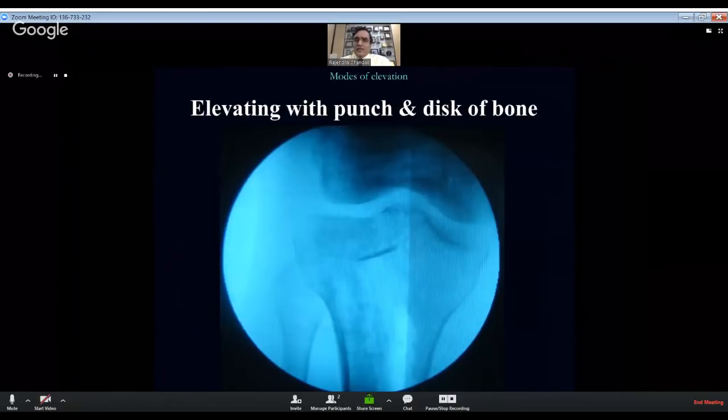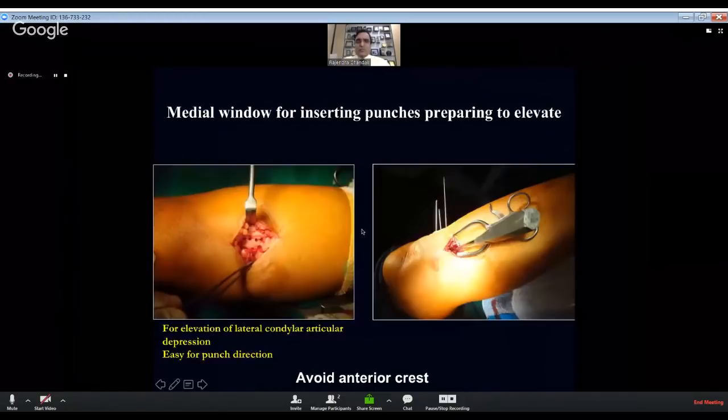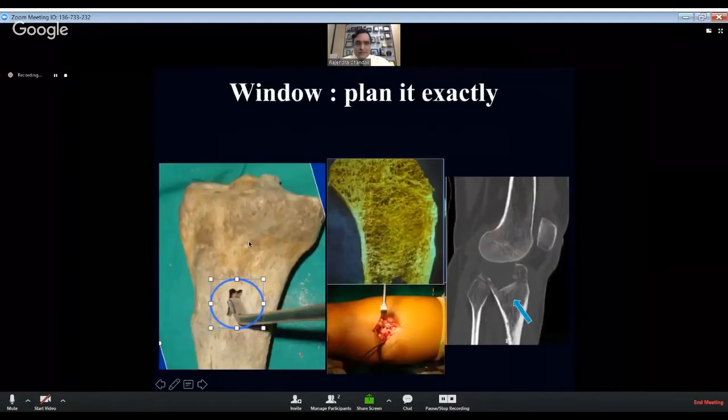Elevating with a punch and a disc of bone at times is required. So if there is a central depression, fine punctate fragment, then having this disc of bone, which you can take out from the same window, and then elevating with this punch nicely reduces this wall back to its position. A medial window for inserting the punch I usually like, and I would like to share my experience for making a window medially with a small shape which is not rectangular, so that there is no sharp edge, so that we avoid a stress riser effect.